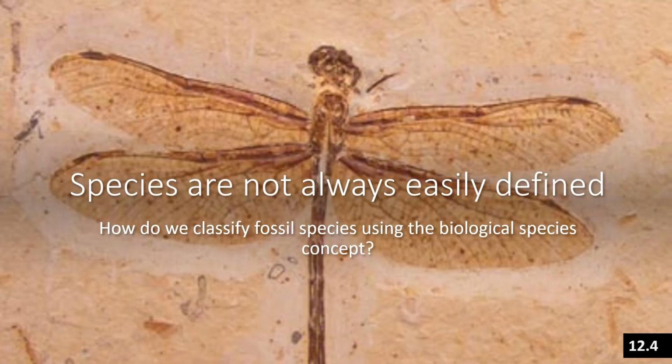When we try to classify extinct organisms into species, all we have to go on is morphology. We can't use their reproductive behavior to determine if two organisms are one species or two different species. So again, it is difficult to define extinct species using the biological species concept.